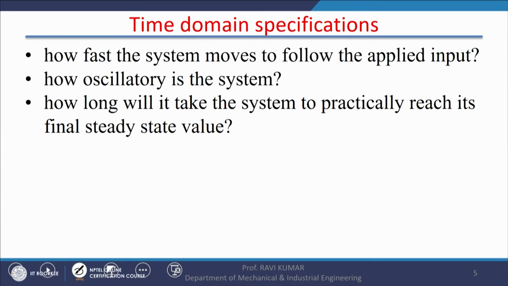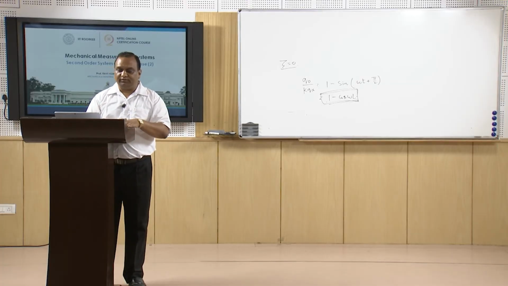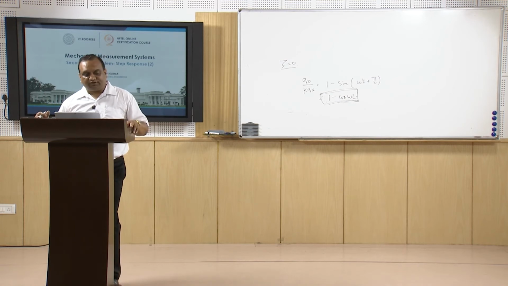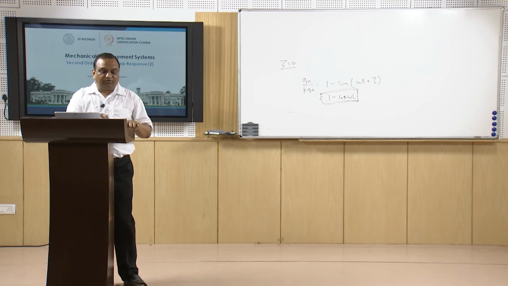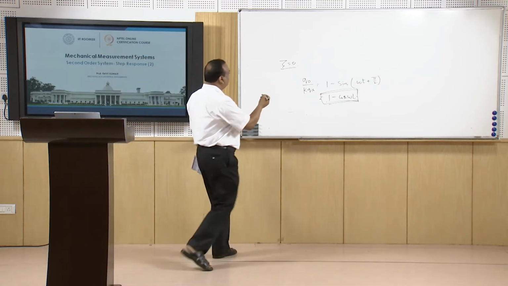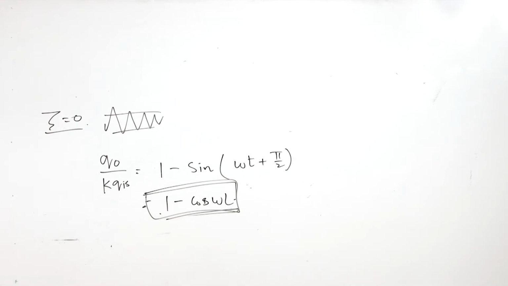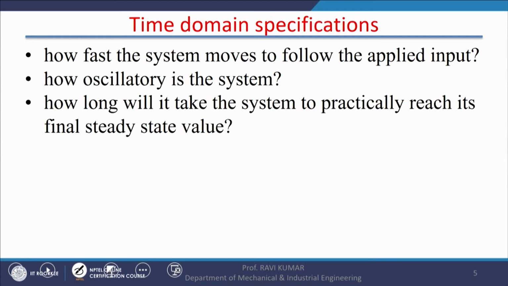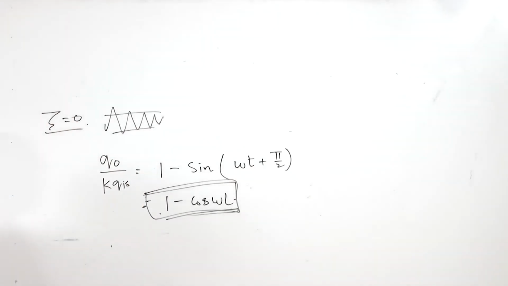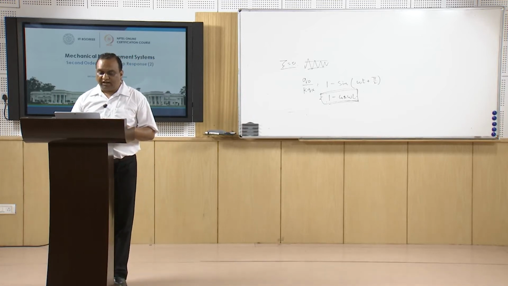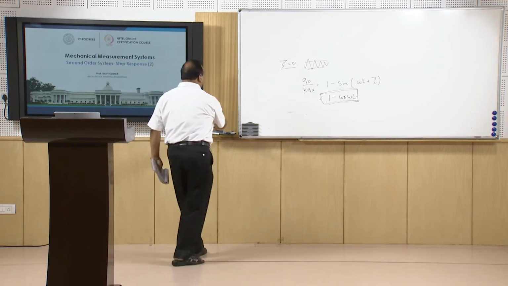Now, time domain specifications. For instruments, the first question we ask is, how fast does the system move to follow the applied input? Because for any measurement, this is the obvious first question: how fast is the system responding, whether the system is oscillatory or not, because it may be quick in response but if the system output is oscillating, then it is of no use until it stabilizes. So there are three things. First is how fast the system is, whether it oscillates, and if it oscillates, how much time it takes to get settled. In order to find this, we will calculate certain parameters, and the first parameter is rise time.